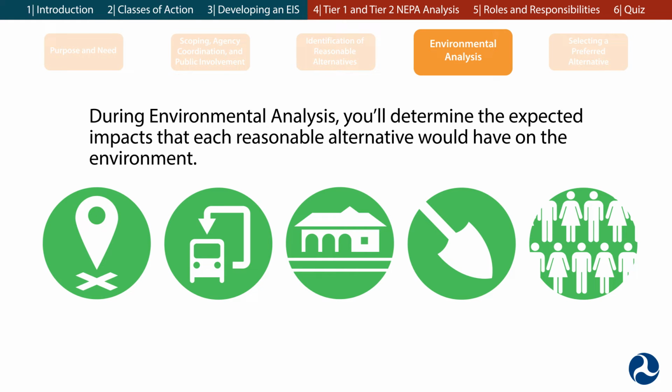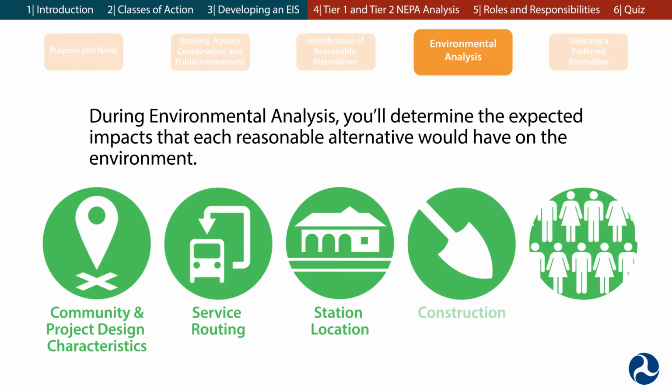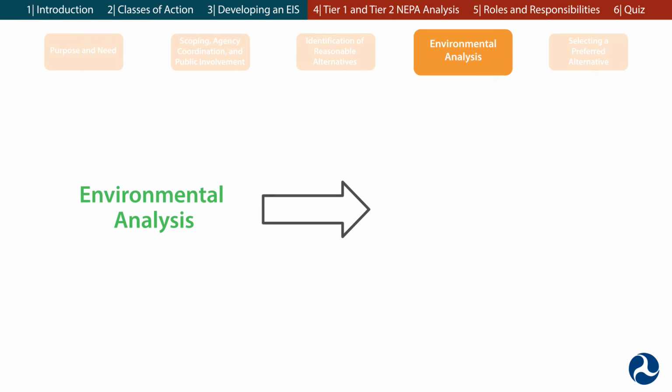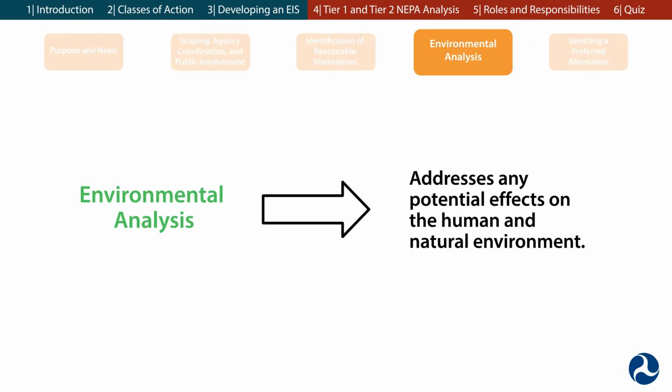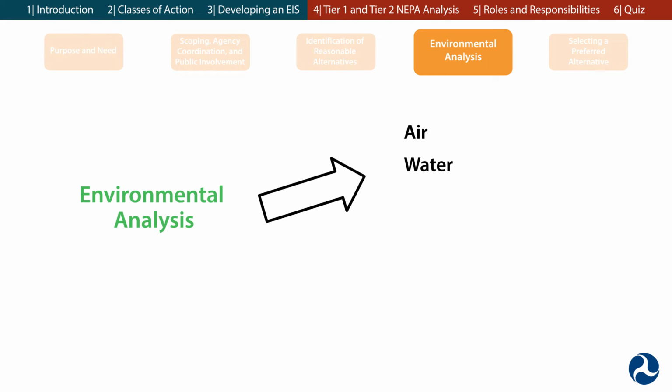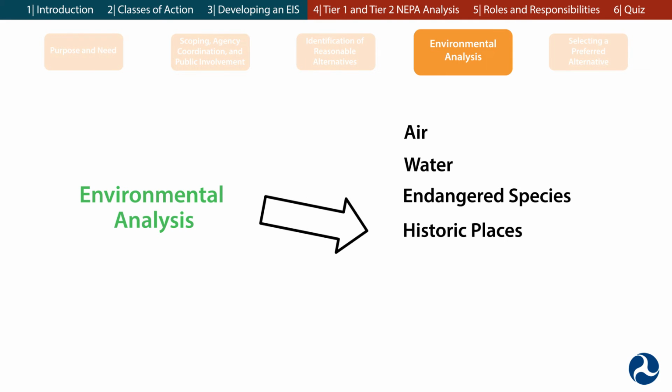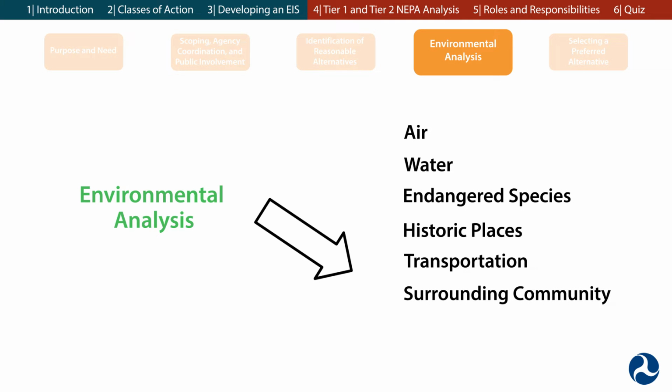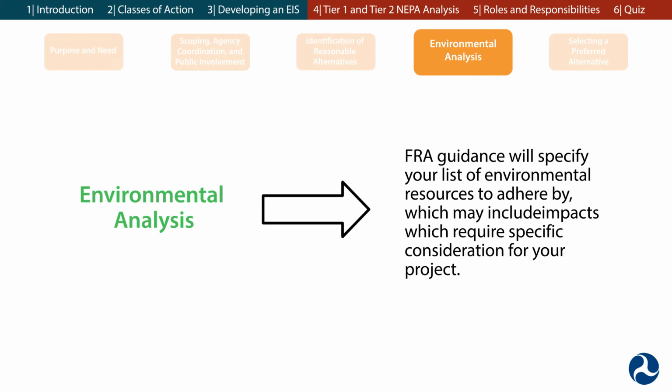Expected impacts that are weighed are related to the effects on the community, project design characteristics, service routing, station location, construction, and ridership, among a host of others. Environmental analysis should address any potential effects on the human and natural environment, such as air, water, endangered species, historic places, transportation, the surrounding community, or parkland. FRA guidance will specify your list of environmental resources to adhere by, which may include impacts which require specific consideration for your project. Check the FRA website for current environmental analysis guidance.